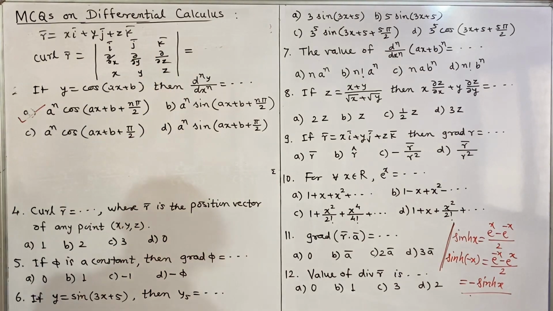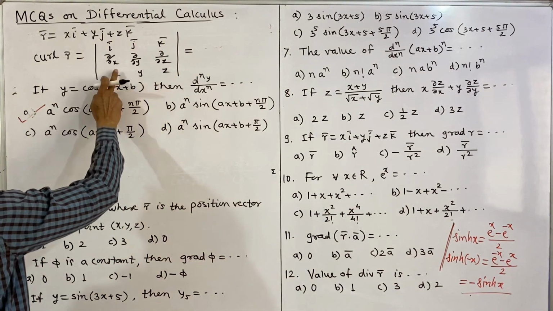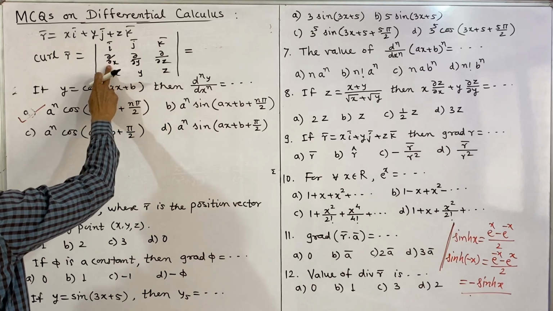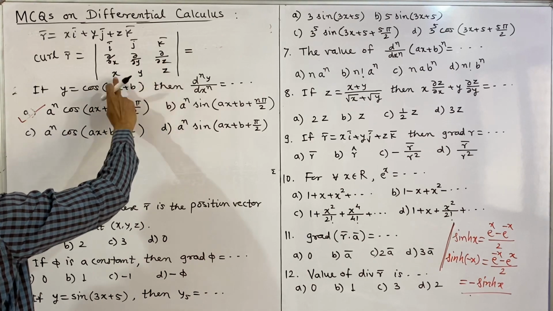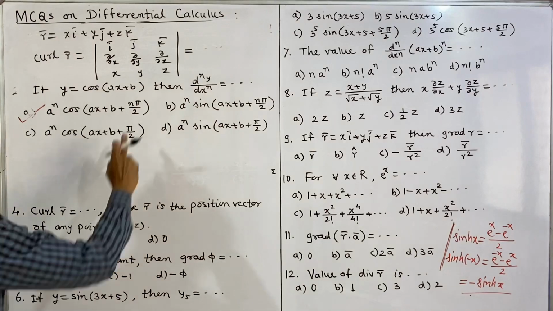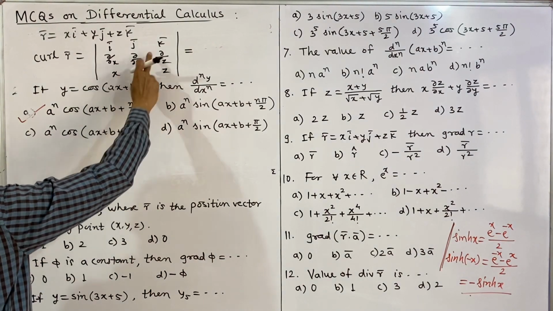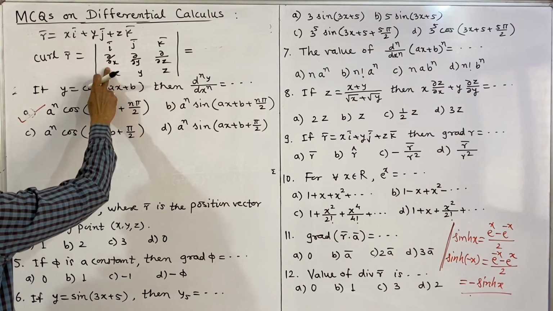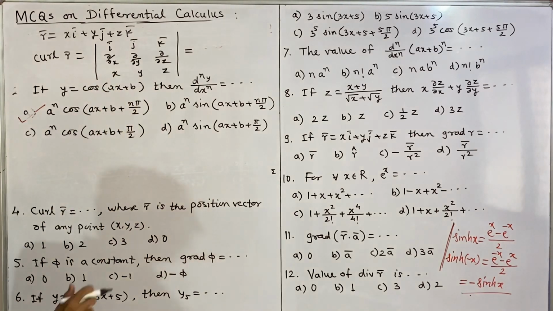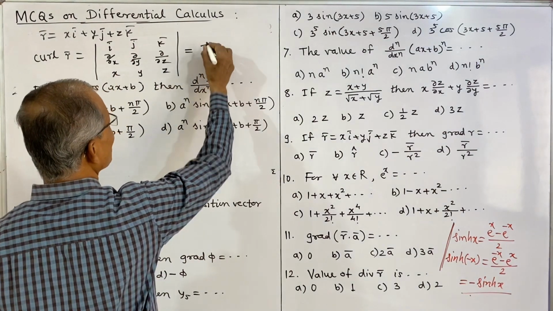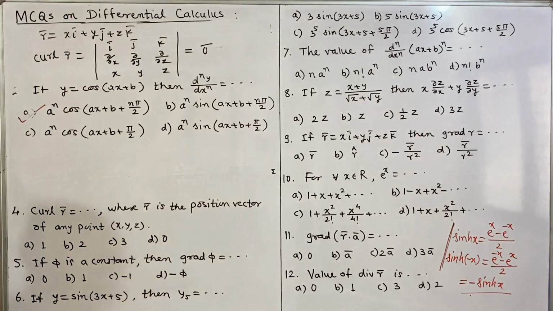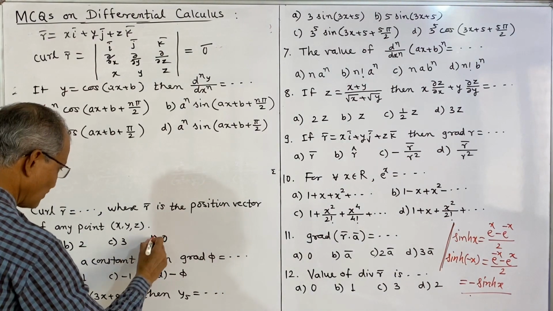So the first term is 0. Next is minus j, and then dou z by dou x is also 0, dou x by dou z is also 0. Then k, dou y by dou x is 0, dou x by dou y is 0. So every term is 0, so that is the 0 vector. And curl r bar, the correct answer is 0. Actually it is the 0 vector.